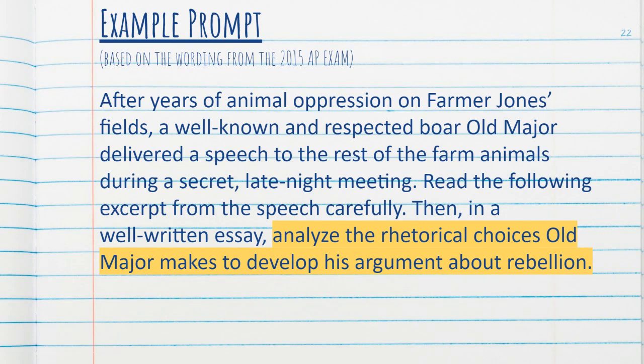Analyze the rhetorical choices, analyze the choices the author makes, analyze how the author does something. All of them point to one thing, though. How does the author convey his purpose to his audience? Notice that this one comes close to giving you the purpose, rebellion. After just a short reading of the piece, you'll easily see that he wants the animals to rebel.